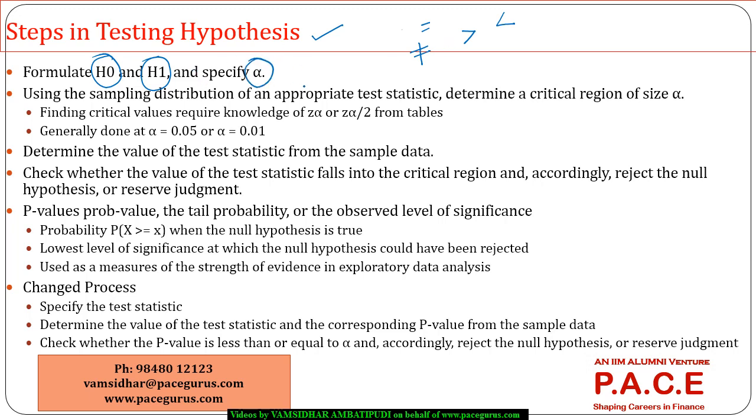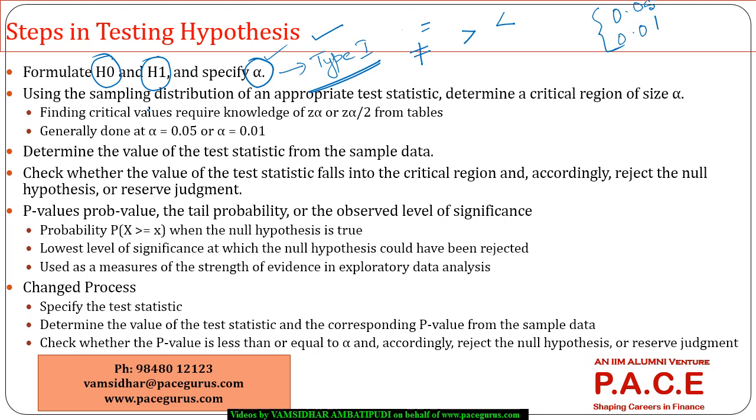Along with that, I have to specify my alpha, which is nothing but the significance level, or typically we call it the probability of type 1 error. I have to specify my alpha. What is the probability of type 1 error I am ready to allow? If the null hypothesis is true, what is the chance that it would be rejected? I am specifying that to be around alpha. So generally we specify it as 0.05 or 0.01 in many kinds of applications.